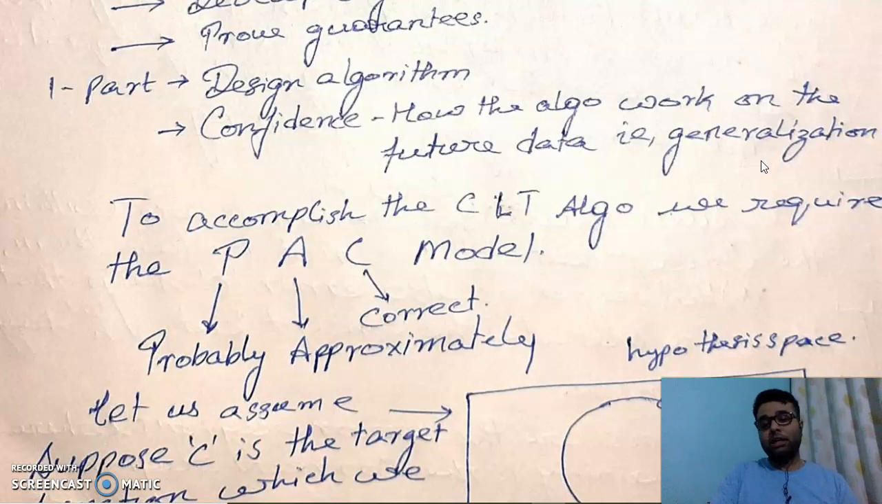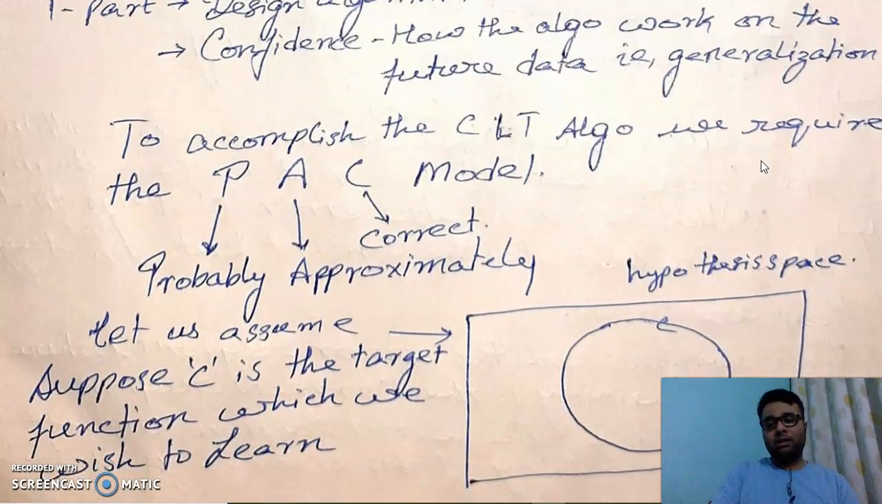Suppose if I want to learn anything, then how can I learn? I need to have some data. I need to have some future data. And I need to have the ability to make a generalization out of those data. So similarly goes with all those algorithms.